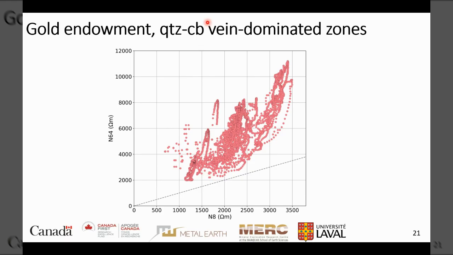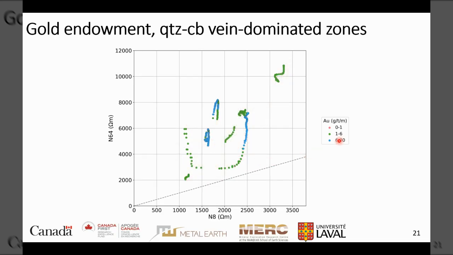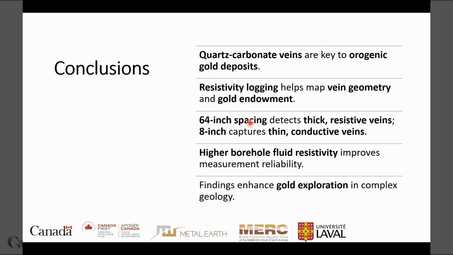And now I would like to go back to the original data again. This time I'm coloring the data based on the gold endowment. So we see that this portion of the data that has the highest gold endowment matches the peaks in our N8 and N64 plot. So it means that basically we can find the probable locations for the highest gold endowment using our N8 and N64 plot.